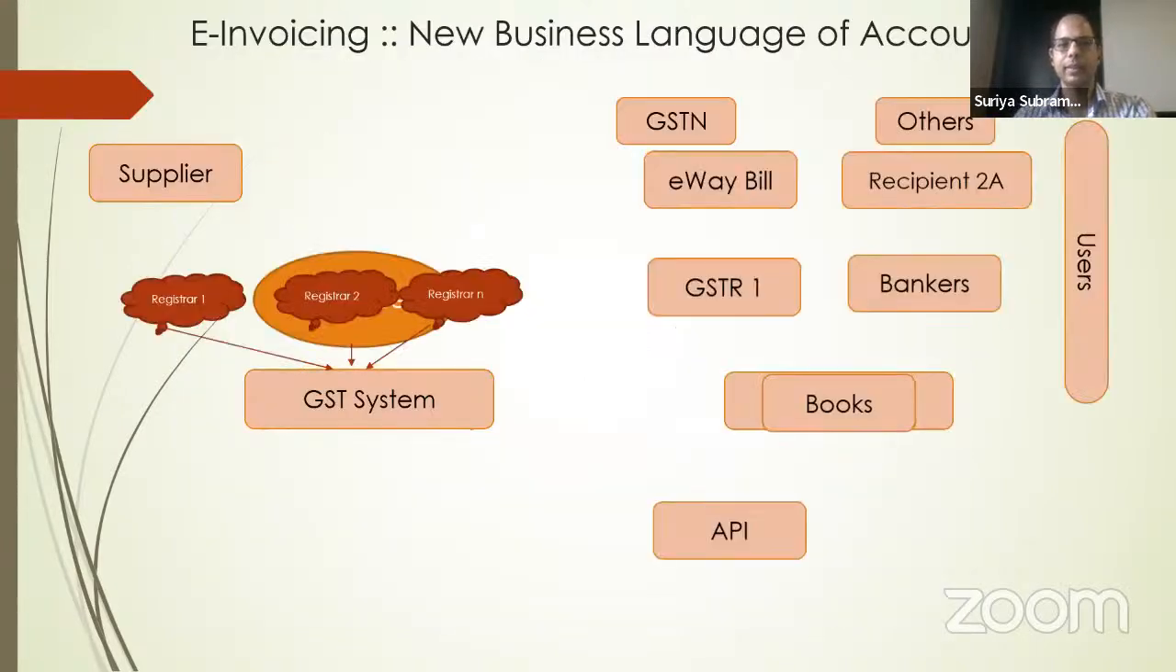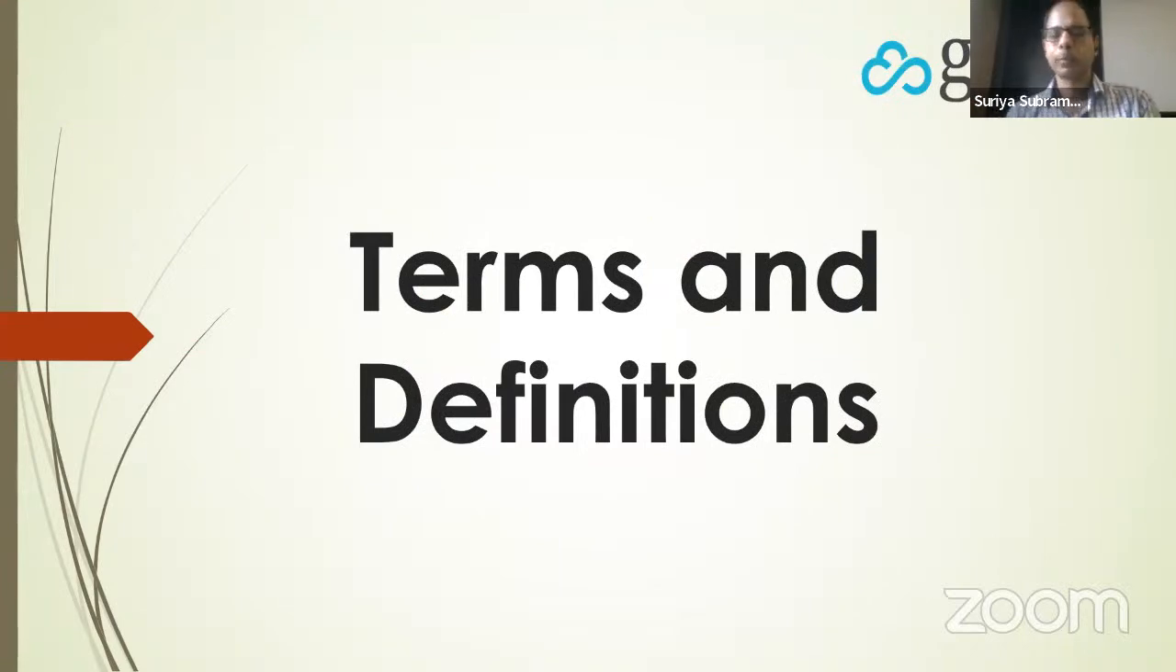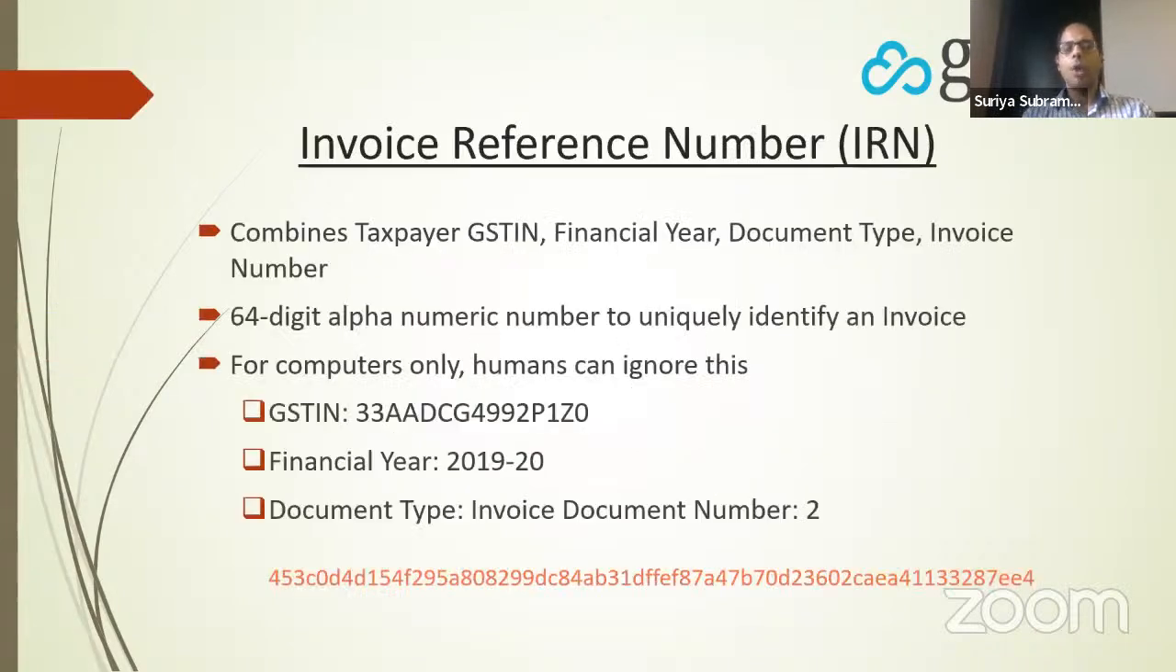Once again, let me skip this slide. We'll go over a few common terms and definitions for e-invoicing. A common term that you will hear is invoice reference number, or IRN. My advice to everybody is to simply ignore the IRN. This is not at all needed for human beings. If you are using some computer system, the computer system will take care of it and save it. Otherwise, there is no need for anybody to understand what this number is, because this is a very long number. It is exactly 64 hexadecimal characters long.